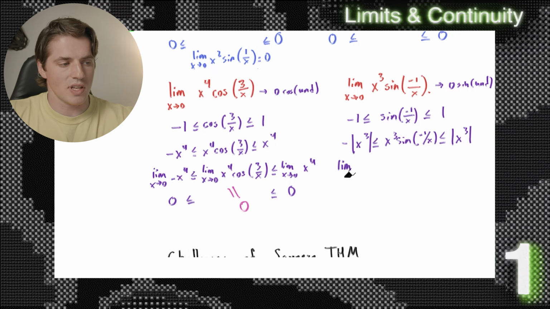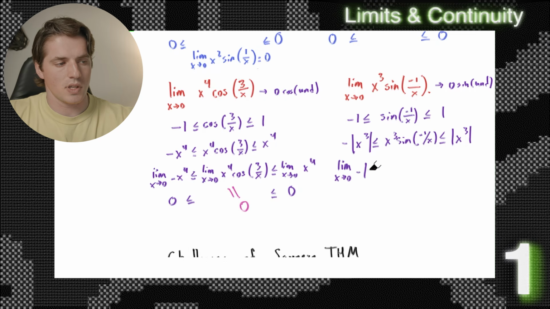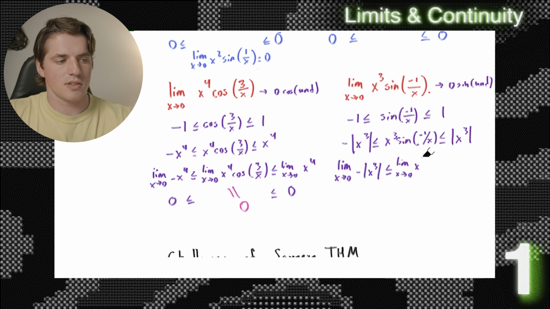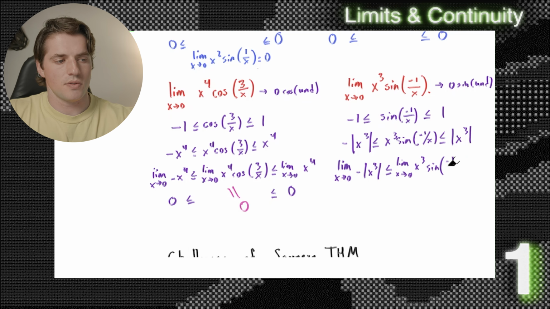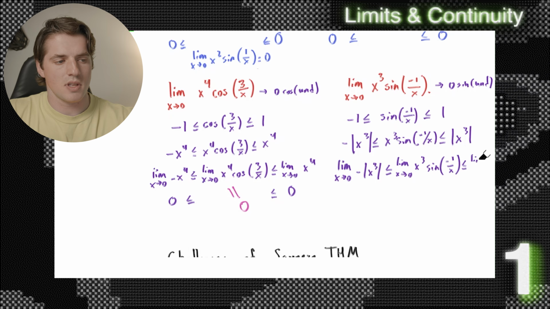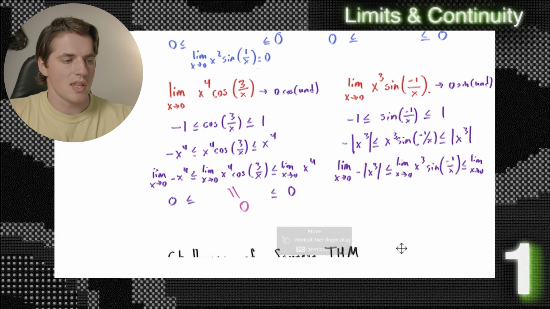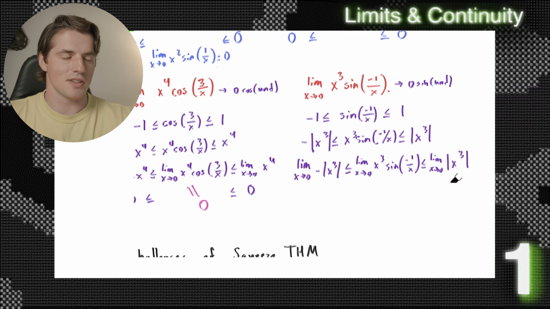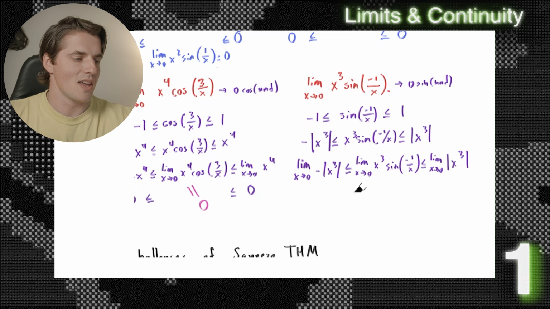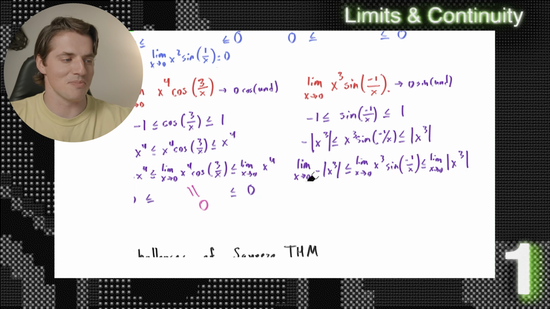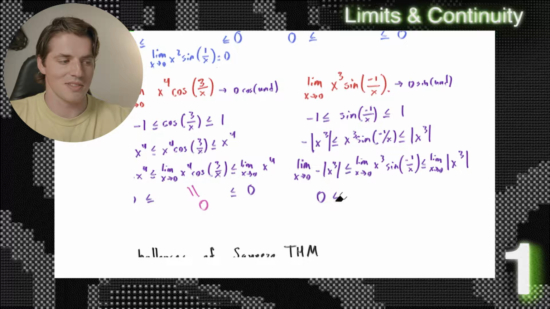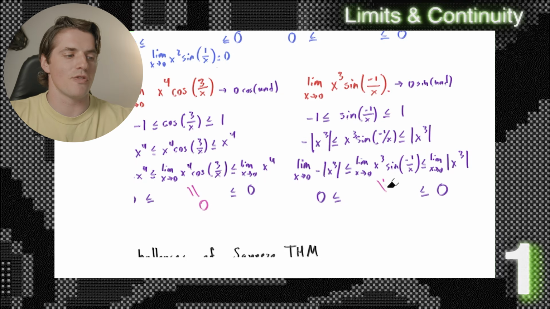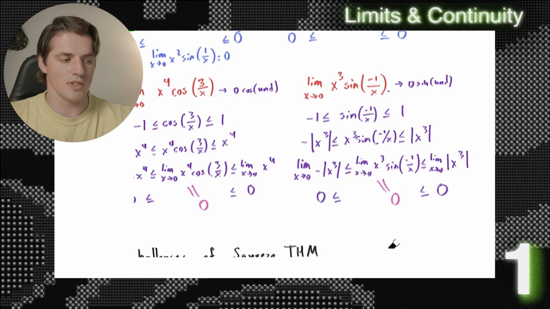Okay, so we take the limit as x goes to 0 of negative absolute value of x cubed, of x cubed sine of negative 1 over x, less than or equal to the limit as x goes to 0 of absolute value of x cubed. And I picked everything going to 0. So this is not the most exciting problem, but that's okay. As we plug in 0 on the left, we get 0 is less than or equal to this limit is less than or equal to 0. So once again, we find that this limit is equal to 0.